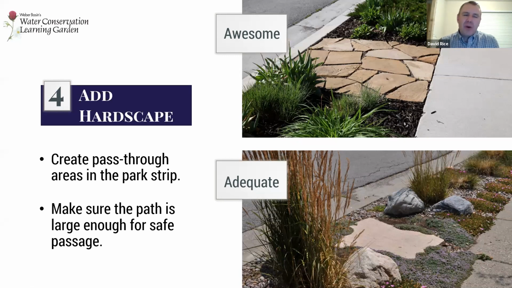All right, so now we've removed it. We've planned, we've removed everything. We've got it to grade. We fixed up the irrigation how we need it. Now let's do the hard elements.